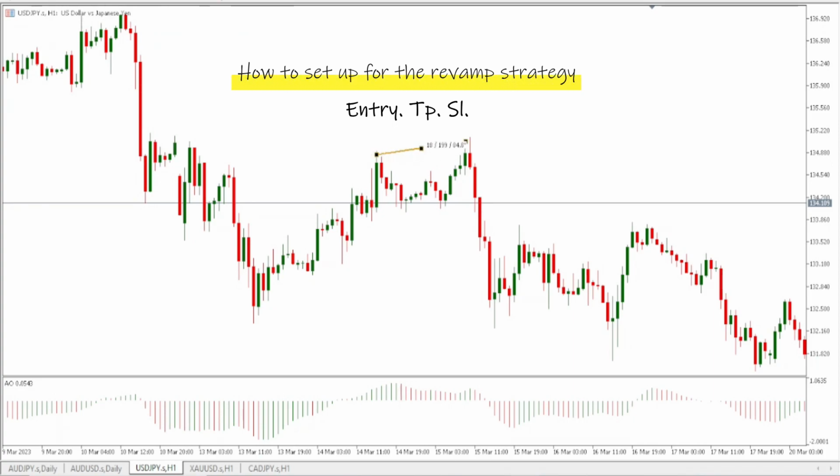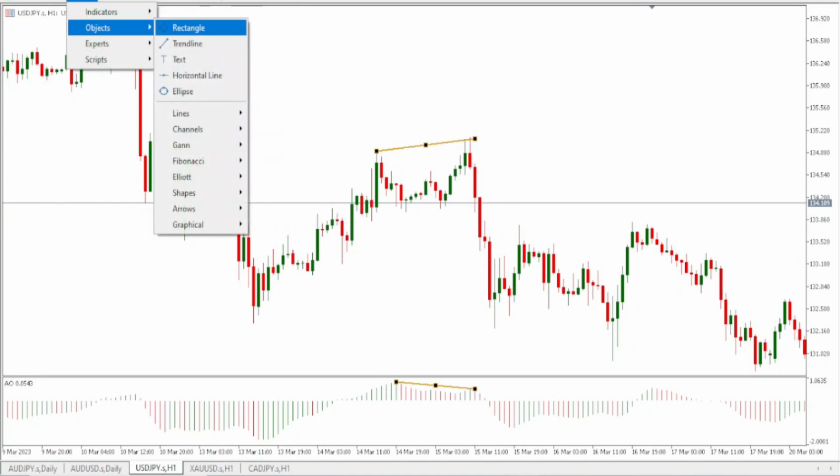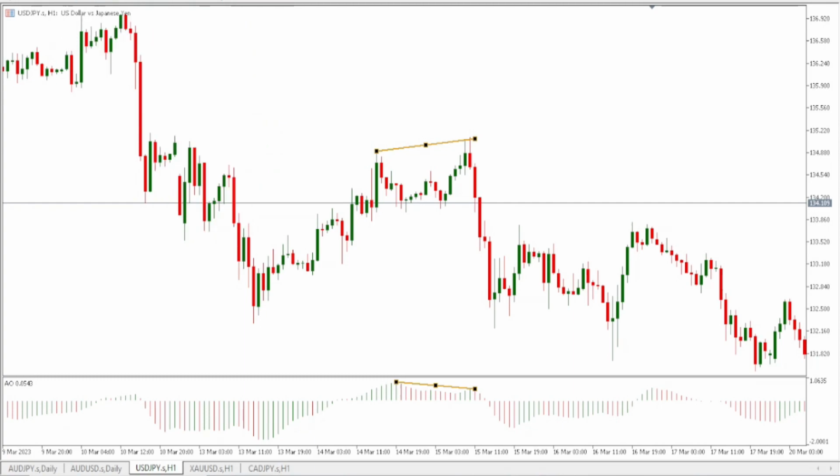Now to what we have been waiting for: how to set up the revamped strategy, with the entry, take profit, and stop loss sections. Here we have an example on the chart. Price made a higher high and our indicator made lower highs. This is a regular bearish divergence, and as a revamped strategist, we have to position our stop loss first.